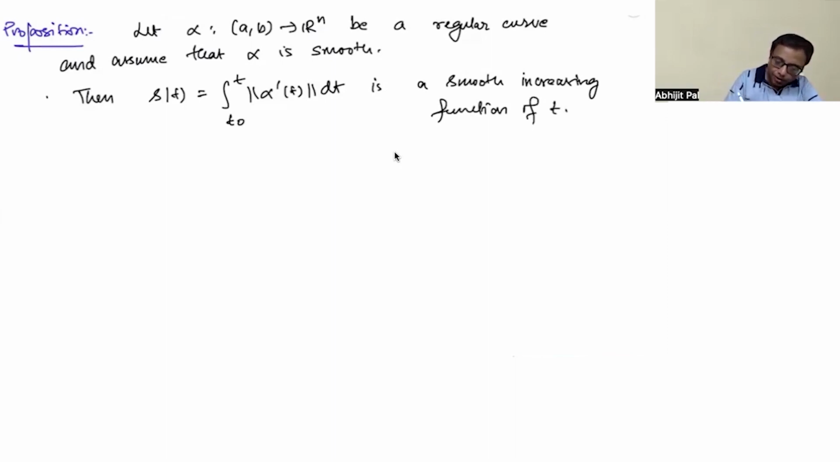All right, so now let us observe this. This s(t) is the integral from t0 to t of the norm of alpha prime of t dt. So suppose alpha is defined on this open interval.